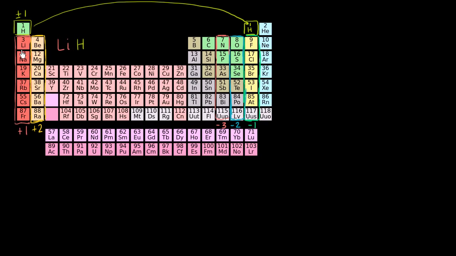Lithium is not too electronegative. It would happily give away an electron. And so in this situation, hydrogen is the one that's oxidizing the lithium. Lithium is reducing the hydrogen. Hydrogen is the one that is hogging the electron. So the oxidation state on the lithium here is a +1, and the oxidation state on the hydrogen here is a -1.